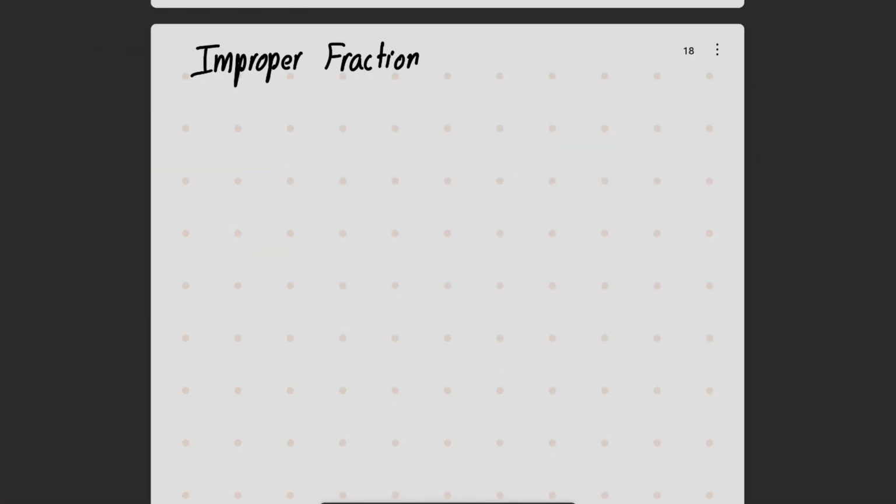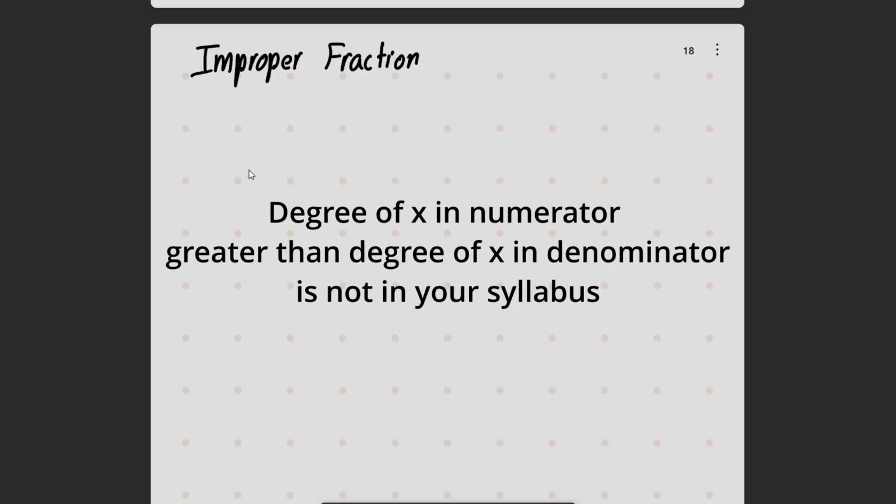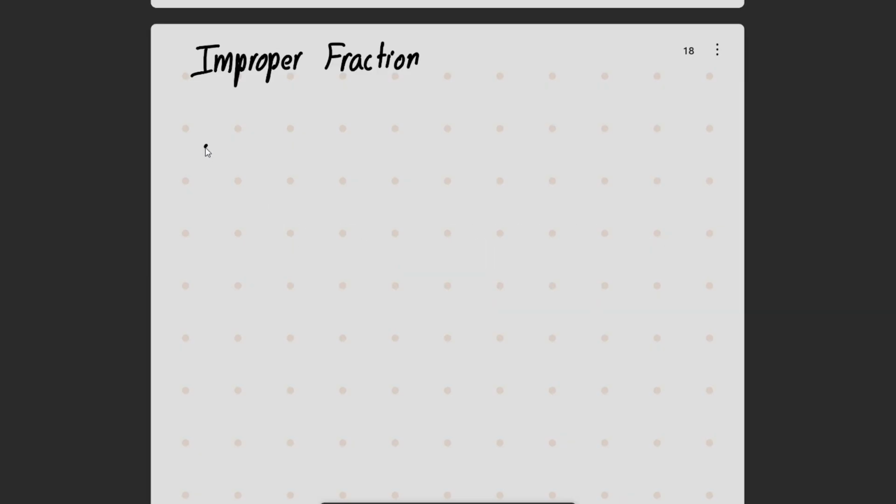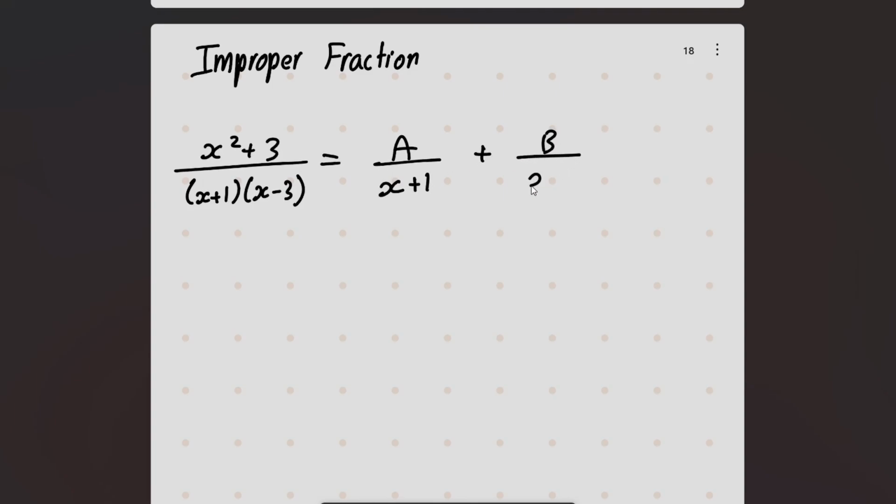So now we're going to take a look at improper fractions and how we're going to decompose them into partial fractions. Now, as for your syllabus, you're not going to be dealing with questions that have the degree of x in the numerator greater than the degree of x in the denominator. So here's one of the examples: x squared plus 3 over x plus 1 times x minus 3.